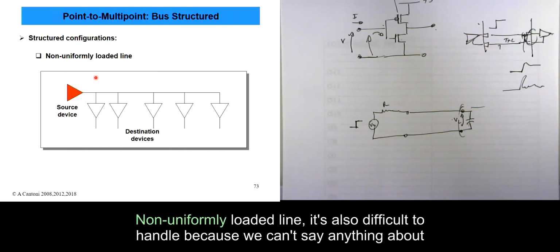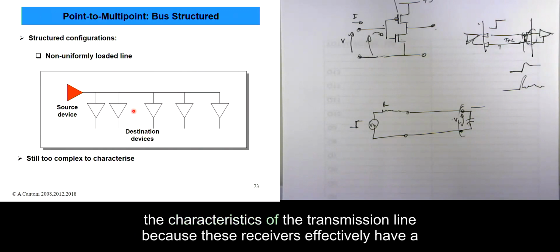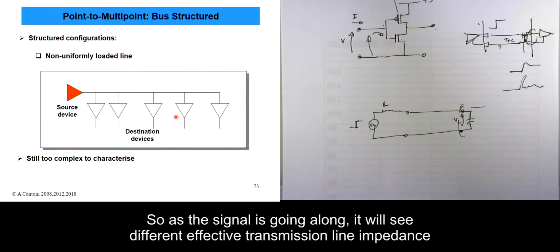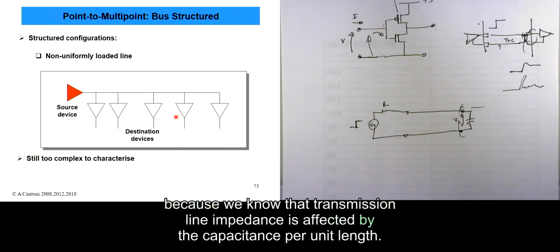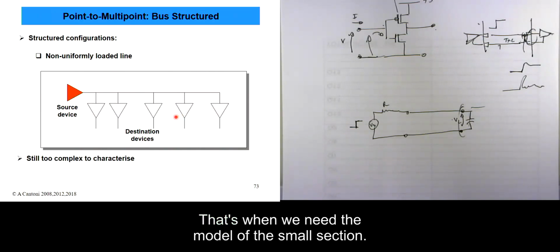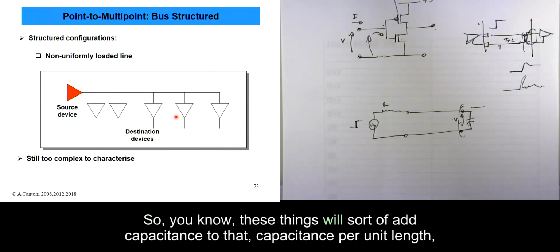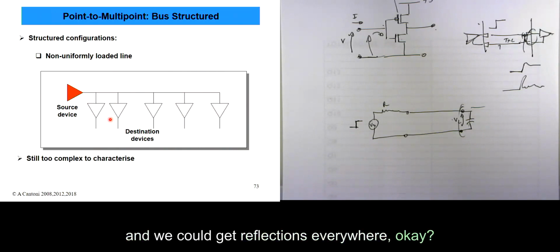Okay. A non-uniformly loaded line is also difficult to handle, because we can't say anything about the characteristics of the transmission line. These receivers effectively have a capacitance on them, so as the signal is going along, it will see different effective transmission line impedance. We know that transmission line impedance is affected by the capacitance per unit length. That's when we did the model, remember, of the small section. So these things will add capacitance to that capacitance per unit length, and we could get reflections everywhere. Okay, so it's a bit tricky.